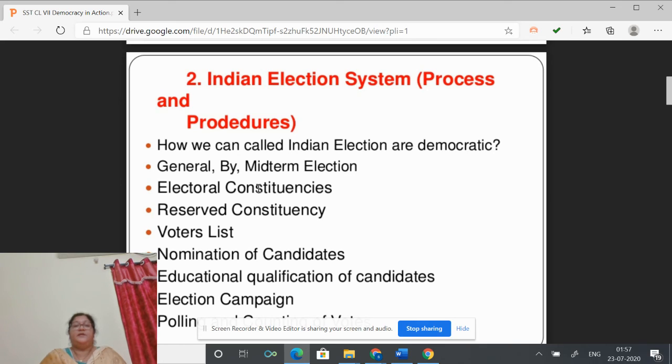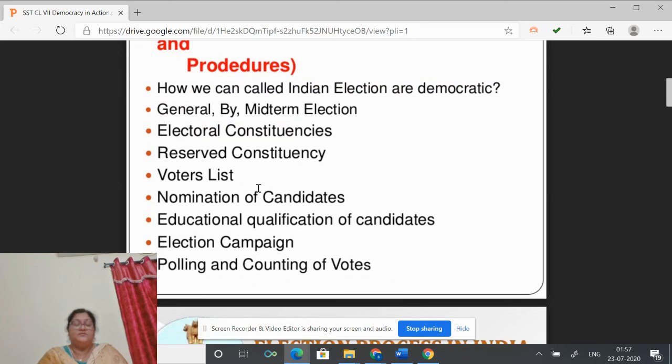So election campaign is also very important. Every political party and every candidate tries to reach out to as many voters as possible. The parties appeal to the voters to vote for them. But in a large constituency, it may not be possible for the candidate to do door-to-door campaigns.